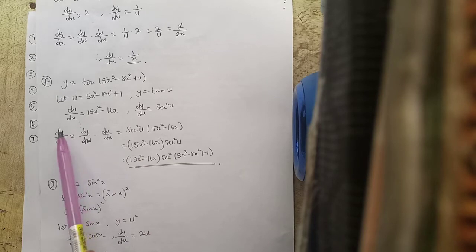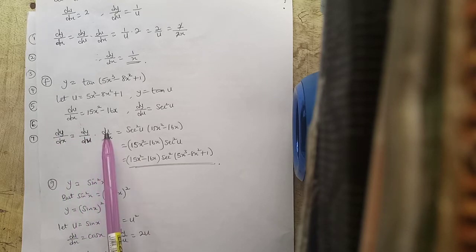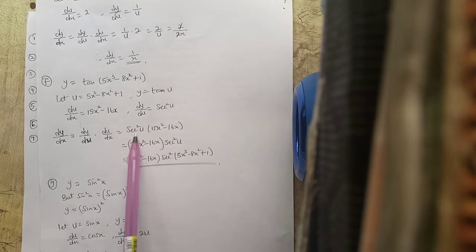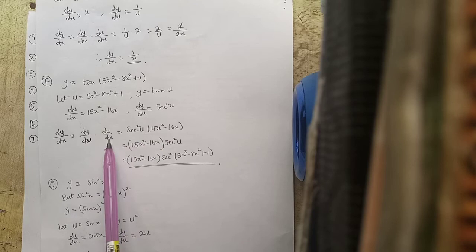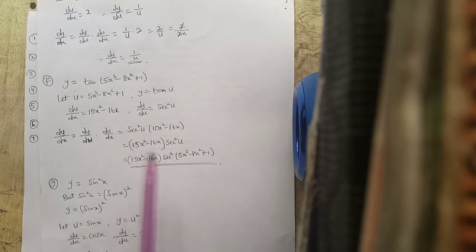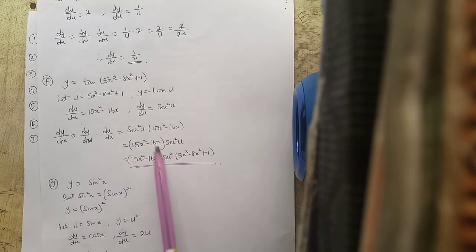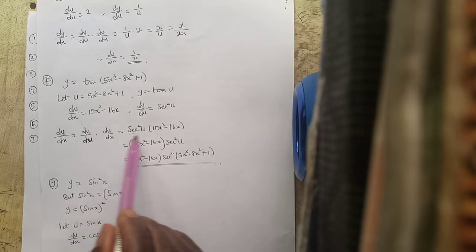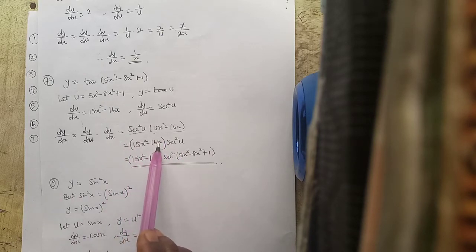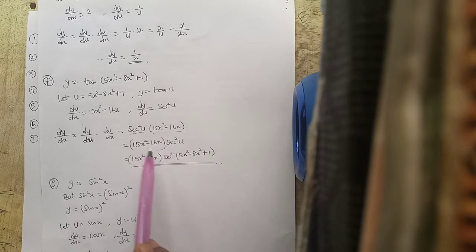So now we can use our chain rule formula. The formula for the chain rule says that dy dx equals dy du multiplied by du dx. And our dy du is sec squared u. This is sec squared u multiplied by du dx. Our du dx is this, which is 15x squared minus 16x. So now, what you just do to simplify this is rewrite it in a rearranged form. That is, this one is multiplying this, so you just bring this to the back. This is now 15x squared minus 16x in brackets, and we rewrite next to it sec squared u.